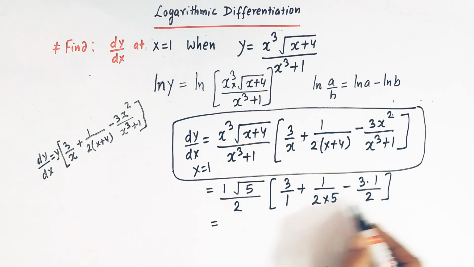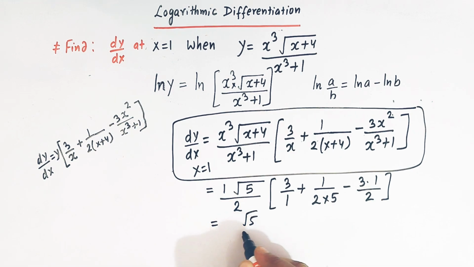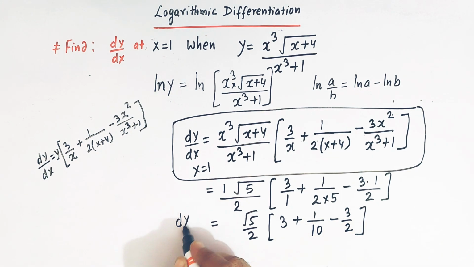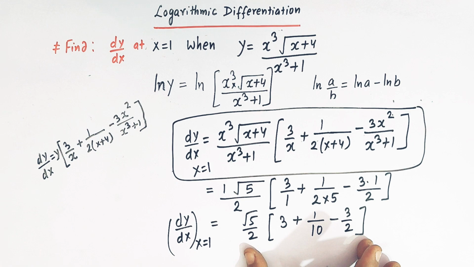So let us simplify it. We have square root of 5 over 2. This is 3 plus 1 over 10. This is 3 over 2, right? So dy over dx at x is equal to 1 is now equal to this expression.